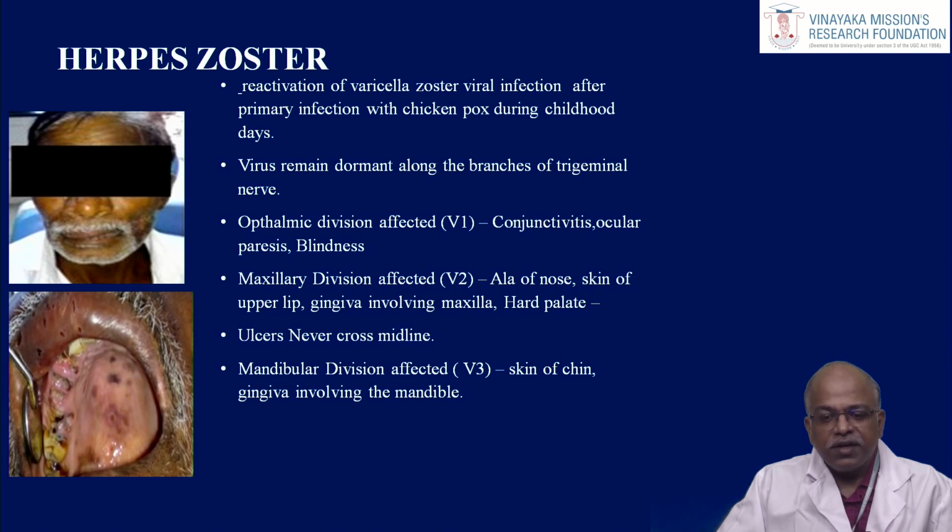When the maxillary division is affected, the ala of the nose, skin of the upper lip, gingiva, and the maxilla are usually affected on one side. Such ulcers never cross the midline. That gives a clue for your diagnosis. So, in this case, we can see the scarring induced by the herpes zoster ulcers. Usually the scarring is seen up to the midline, not crossing to the opposite side. When the mandibular division is affected, the tip of the chin, skin of the chin, and gingiva involving that part of the mandible are affected.